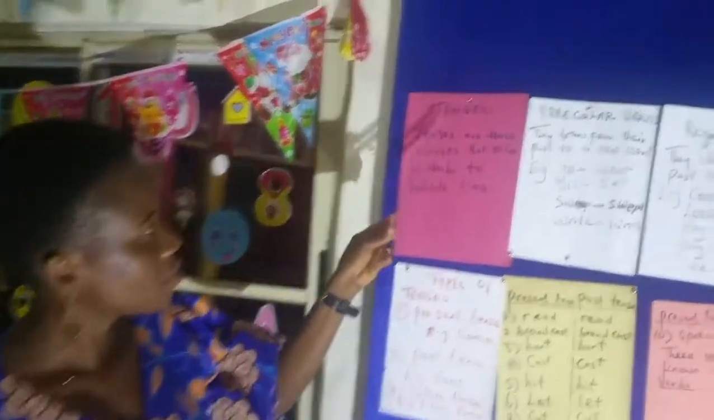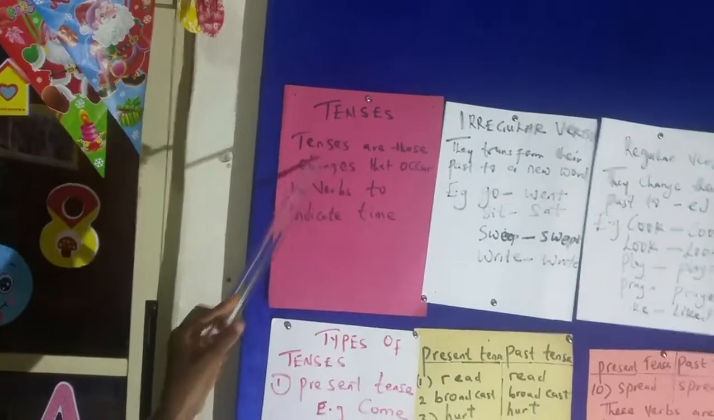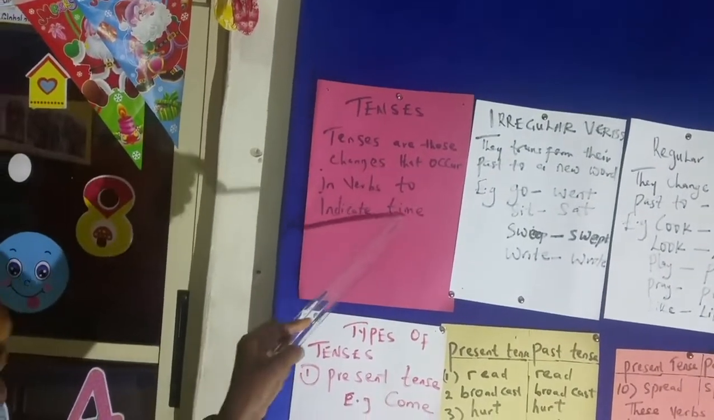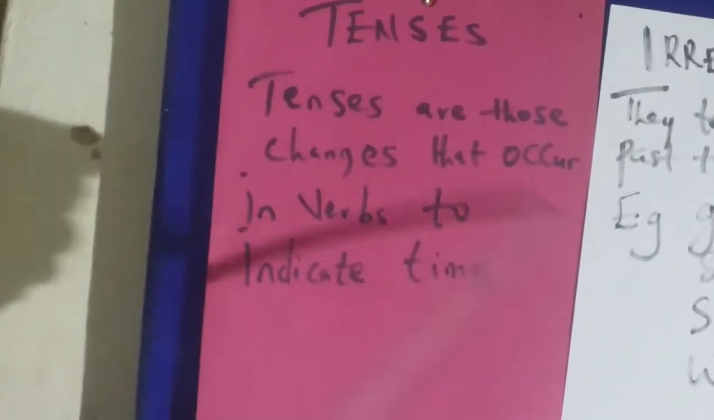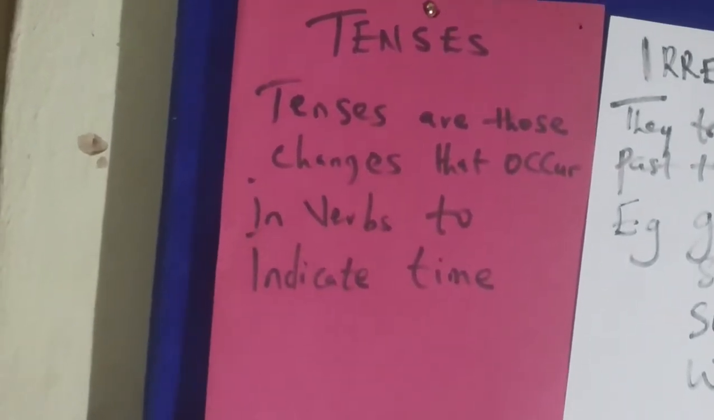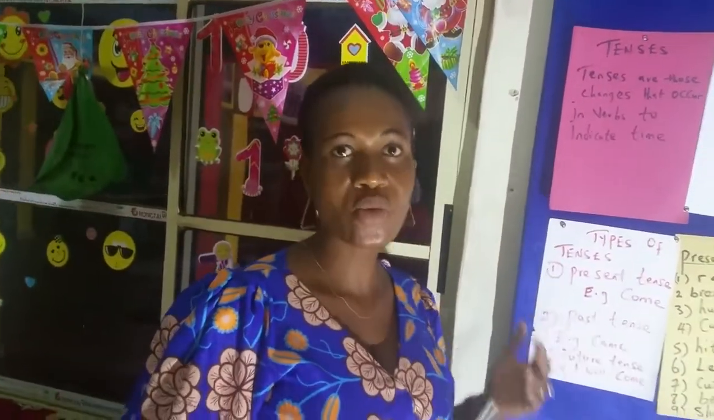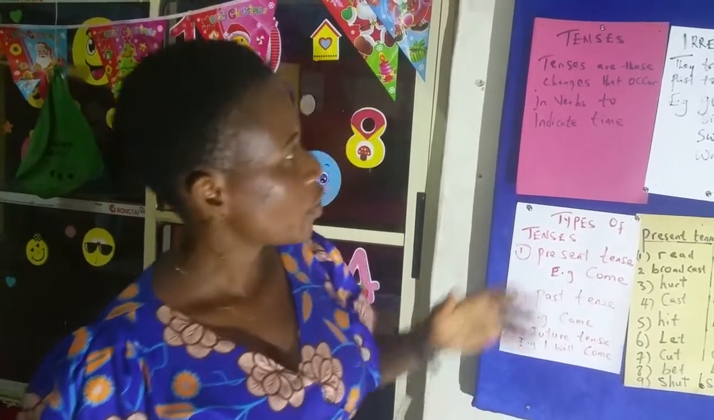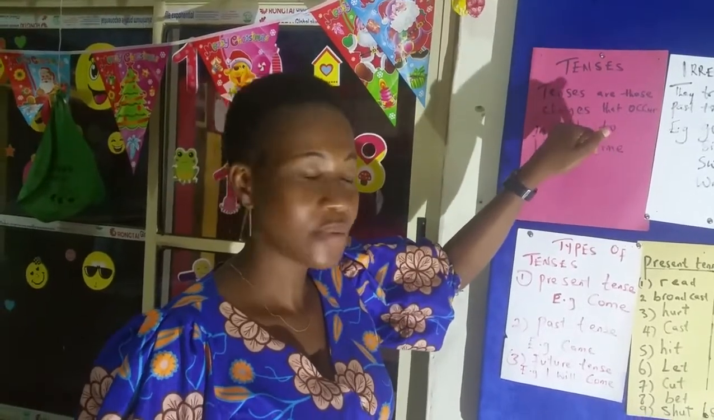Look at the screen. Here we have tenses. What is tenses? Tenses are those changes that occur in verbs to indicate time. In our previous lesson, I defined a verb as an action or a doing word, and I gave some examples that day. So for you to know what tenses are, you should be able to know the meaning of verb.